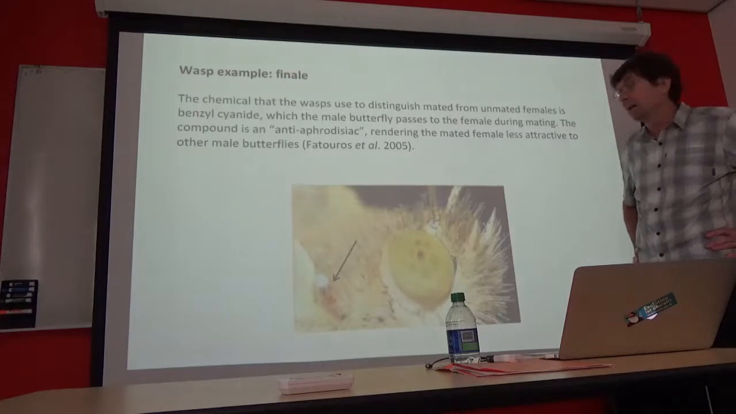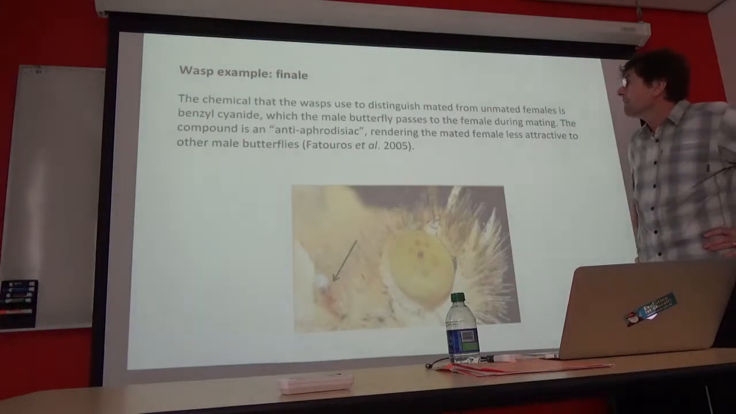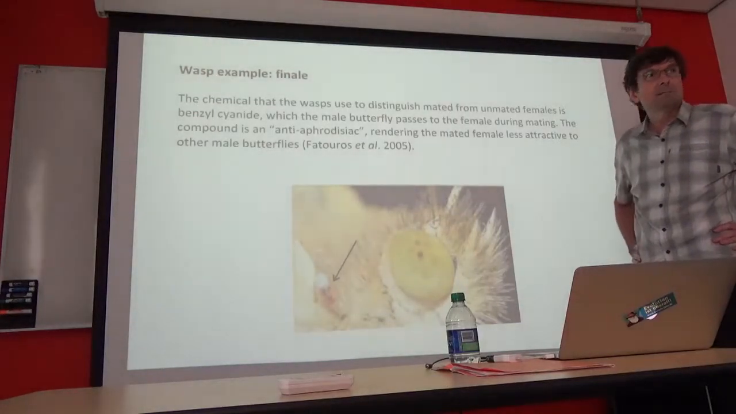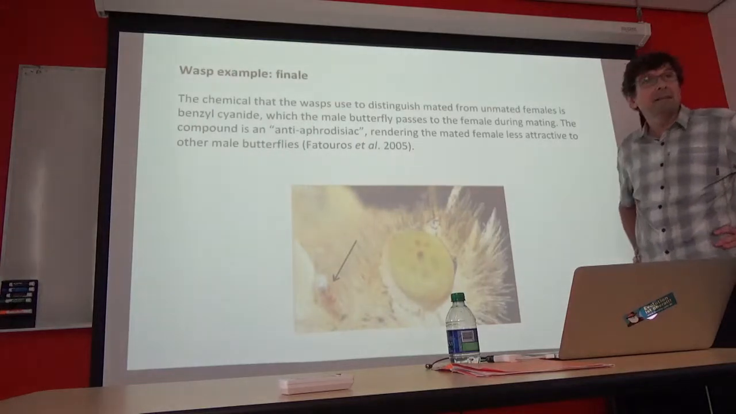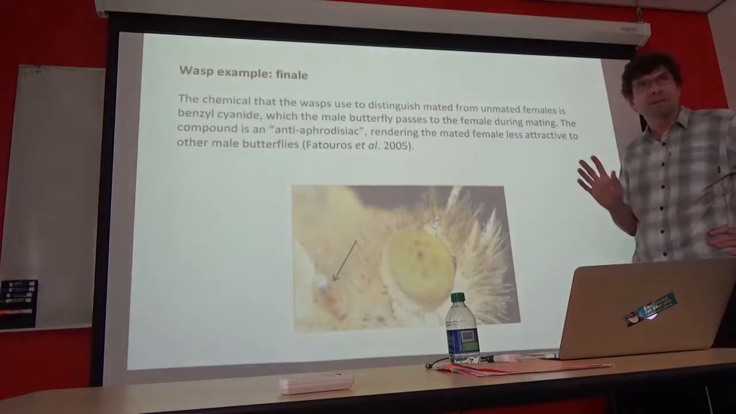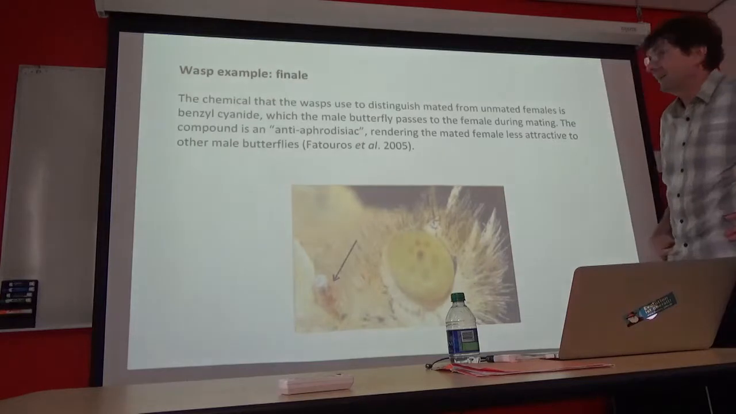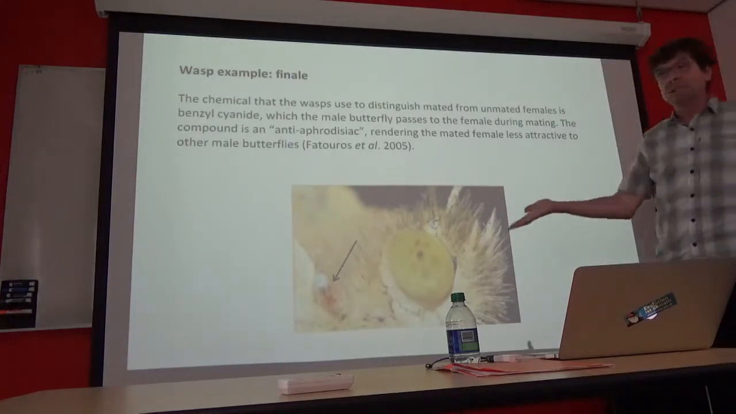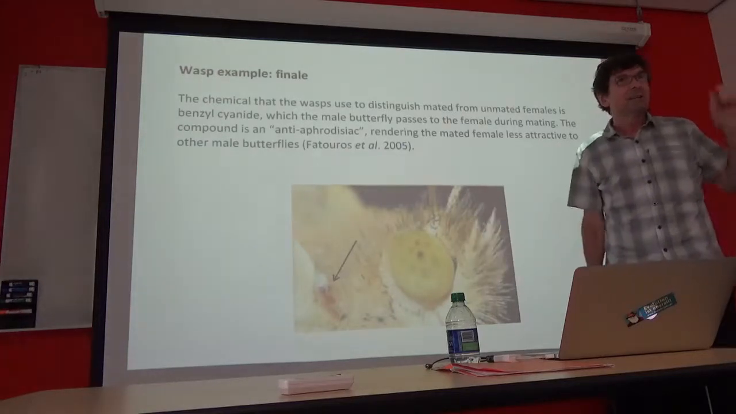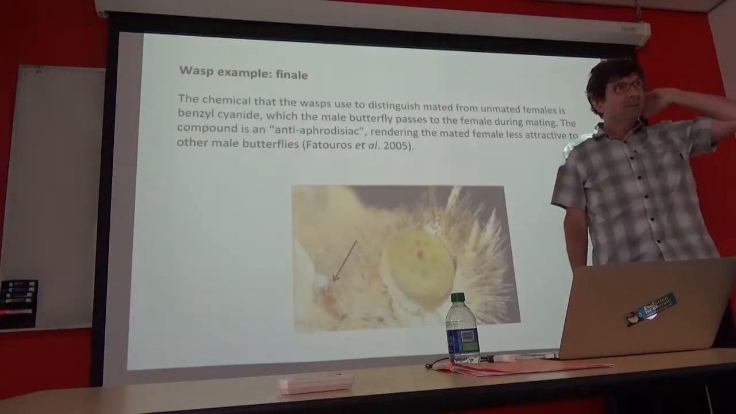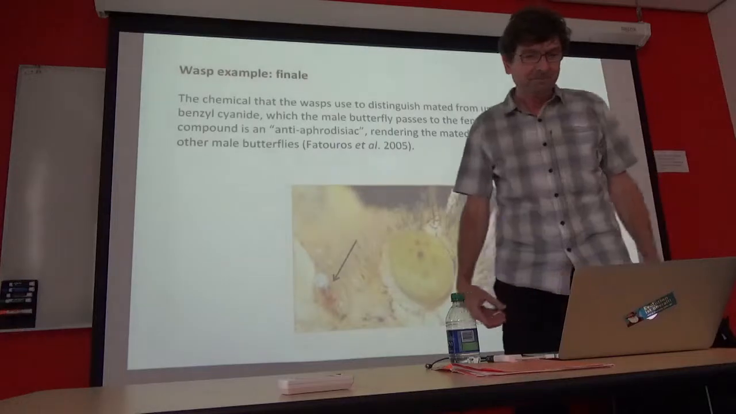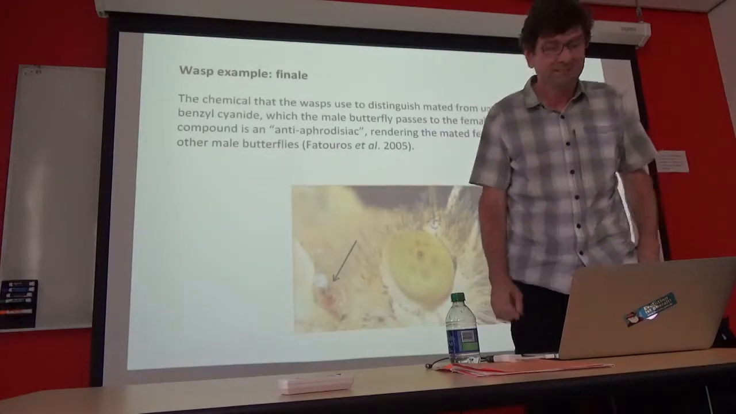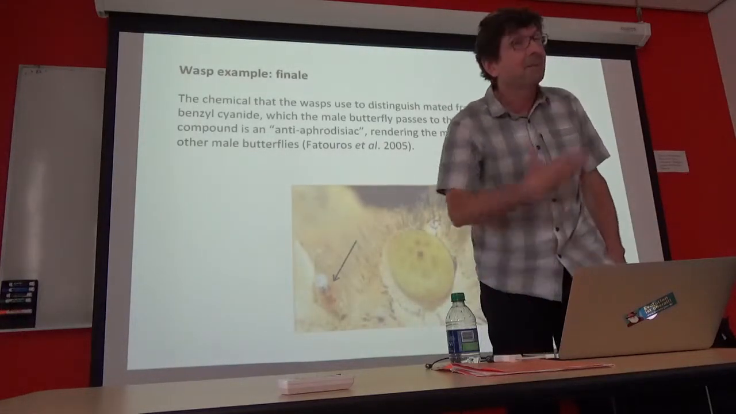So that's a pretty common method. Chemical anti-aphrodisiacs are pretty common in the insect world. It happens all the time, don't worry. And the wasp, that's what the wasps use to tell which butterfly is mated and which is unmated. They can detect benzyl cyanide. That's just so evil, I thought I would pass that along to you.